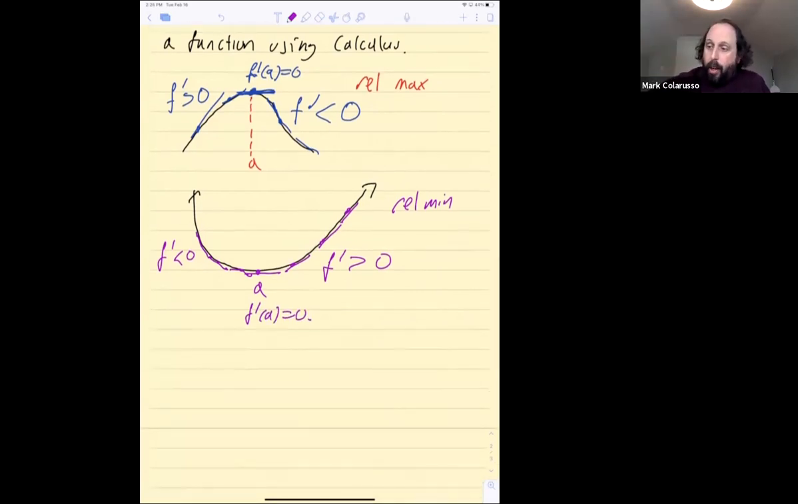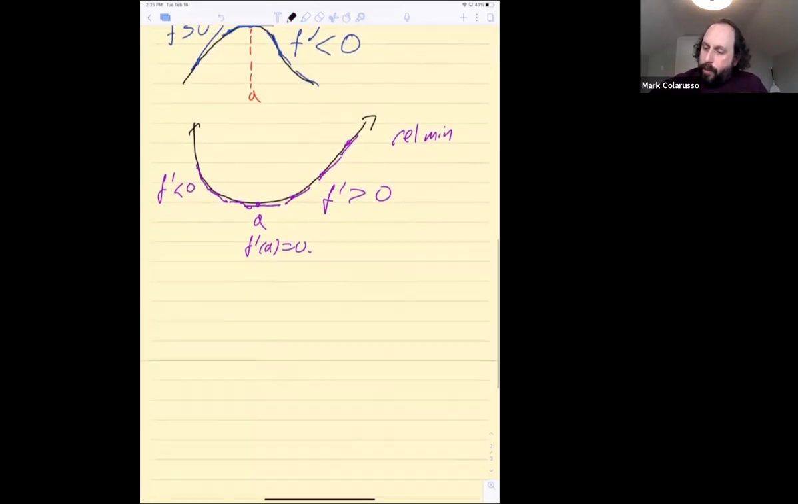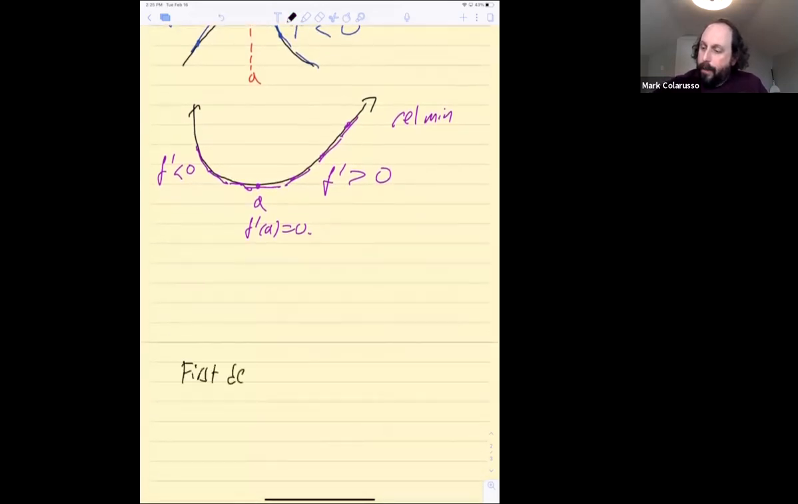Okay, so I'll put this into words now. Often the hard part of this section is putting these ideas from the graphs that you see visually very intuitively into precise mathematical language. But once we've done it, we can use it and it's quite straightforward. So here we go. So first derivative test. We're calling them relative max or min.